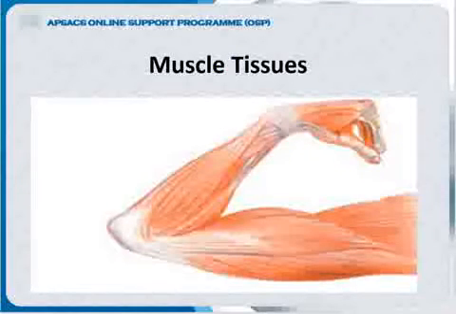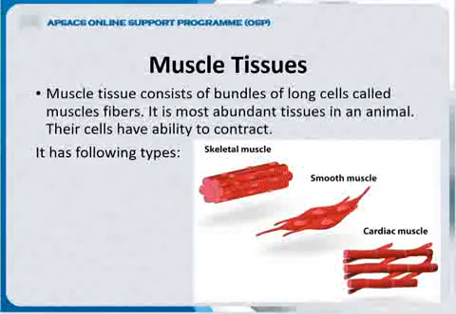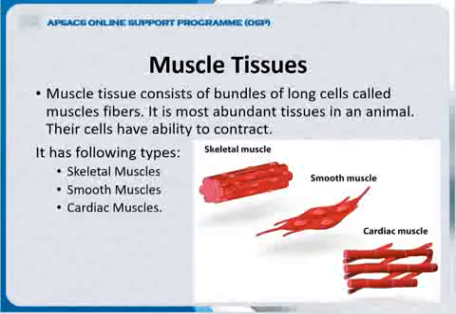Our first topic is muscle tissues. Let's study about it in detail. Muscle tissues consist of bundles of long cells called muscle fibers. It is the most abundant tissue in the animal. Abundant means they are present in larger quantity in animals, and their cells have the ability to contract. It has the following types: skeletal muscles, smooth muscles, cardiac muscles. As you can see in the picture, all the muscles are made up of long cells which are called muscle fibers.